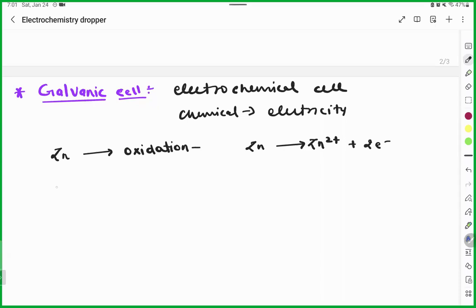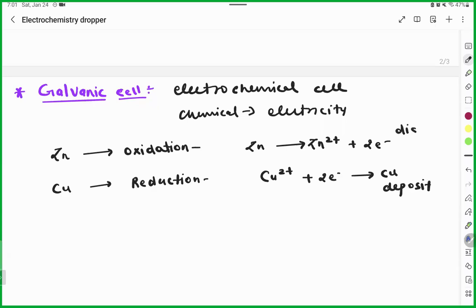Rayan, what will happen to copper, oxidation or reduction? Reduction. And what will be the conversion? Copper 2 positive ion, when it interacts with 2 electrons, converts into copper metal. So copper will deposit and zinc will dissolve. This is the same thing we discussed in the Daniell cell, exactly the same. But through this, we are understanding two different parts.